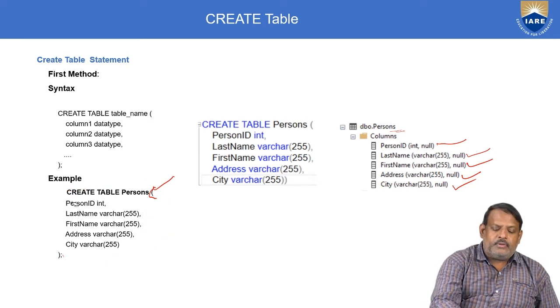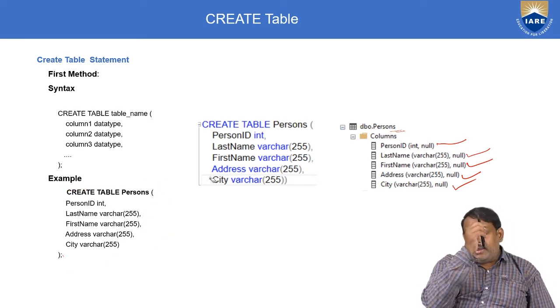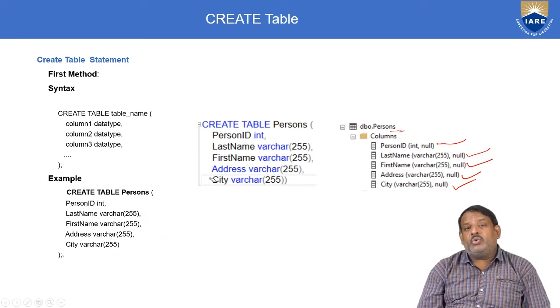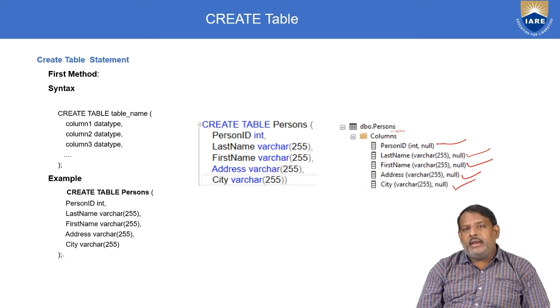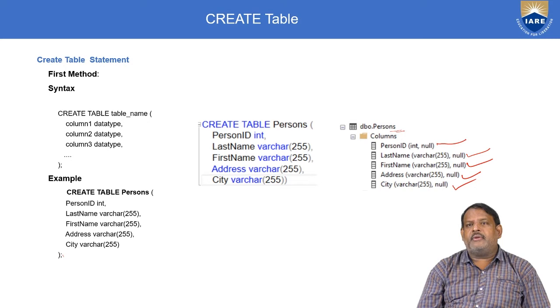Okay, so in the first case, here we have seen the syntax to create a table by using the command line, by writing code: create table name, followed by the columns you want to have. In this case, I'm having 5 columns here.